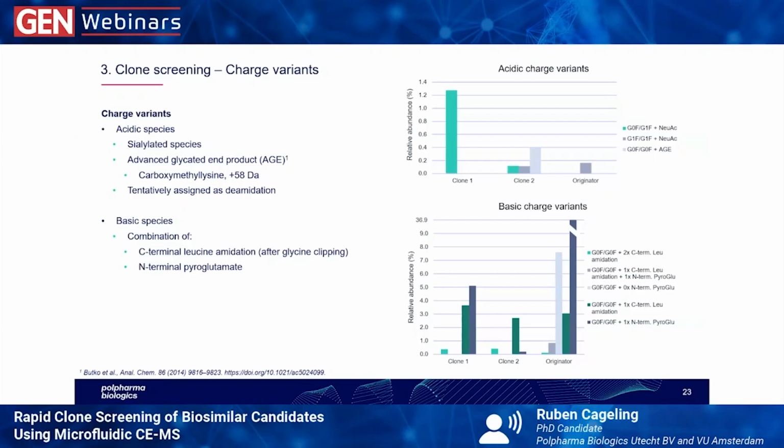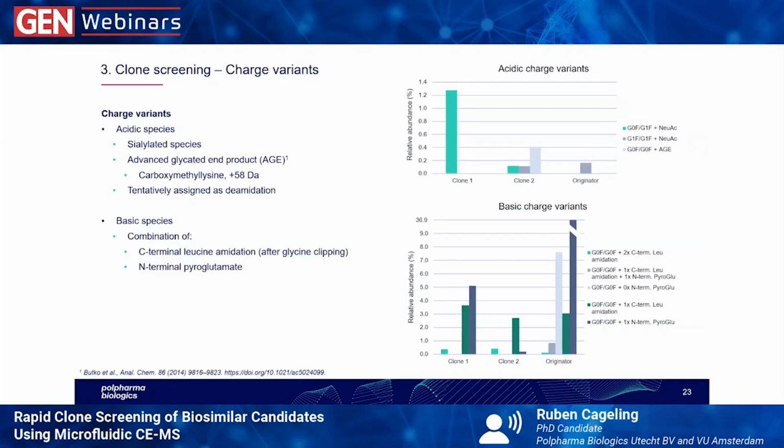If you then look at the basic species, we found 2 basic species. So we have the C-terminal leucine amidation after glycine clipping. This is the same as the proline amidation after lysine clipping. However, because this is an IgG4, the proline in the sequence is replaced by leucine, and therefore the leucine gets amidated. But the mode of action on how this happens is the same.